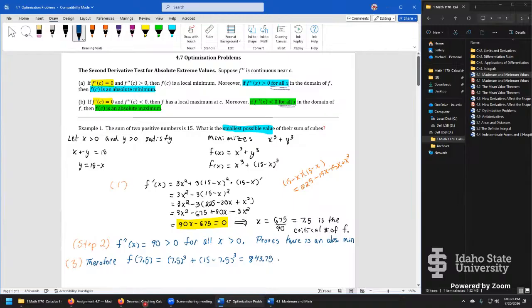So we'll say that that is the absolute min by the second derivative test. And now our work is complete on this one.